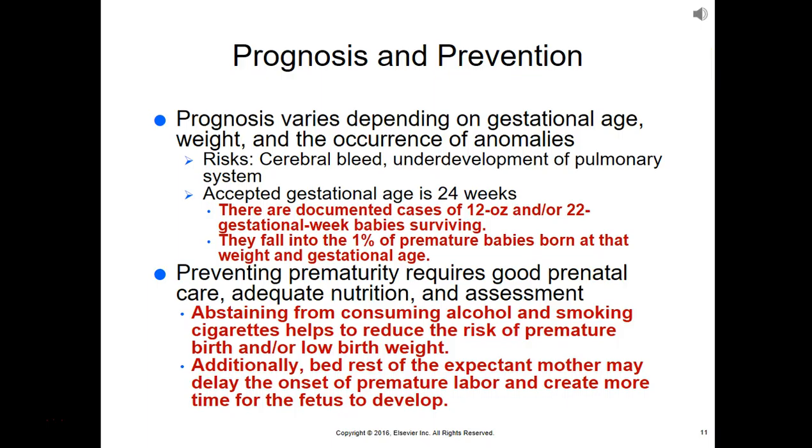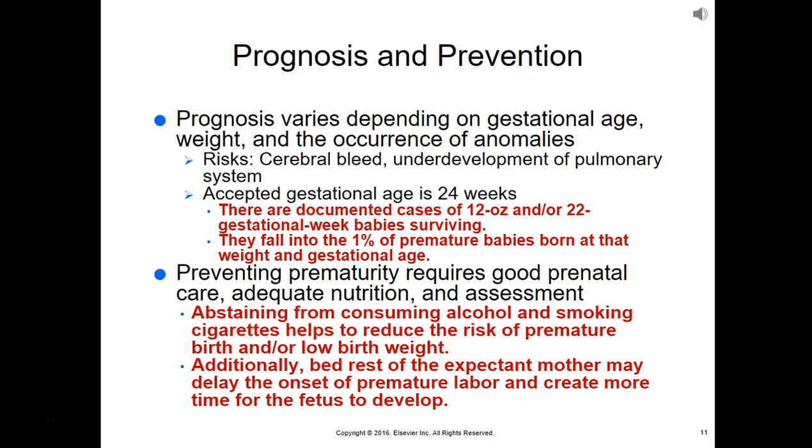Prognosis and prevention. Prognosis is going to vary depending on the gestational age, weight, and the occurrence of anomalies. There are some risks here, risk of a cerebral bleed, underdevelopment of pulmonary system. Like I said, lungs are one of the last things to develop in the baby, and they get really strong in those last few weeks. So lungs and the pulmonary system are always going to be a big deal for preemie babies.